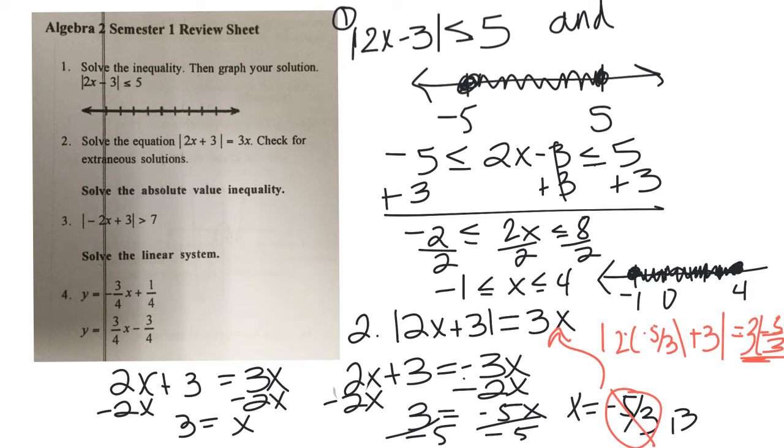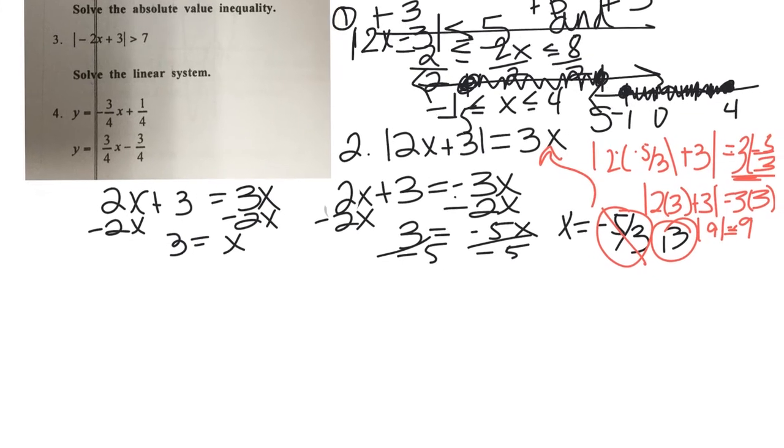And then we'll check the 3. 2 times 3 plus 3, the absolute value of that equals 3 times 3. That's 6 plus 3, absolute value of 9 equal to 9. Yes, that works. So our answer is 3 and 3 only.